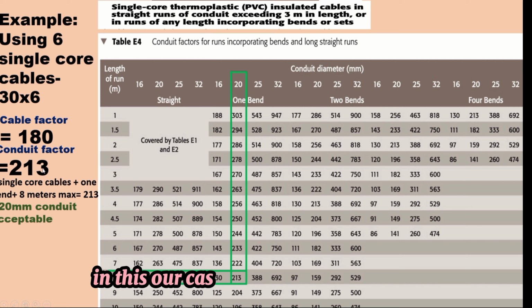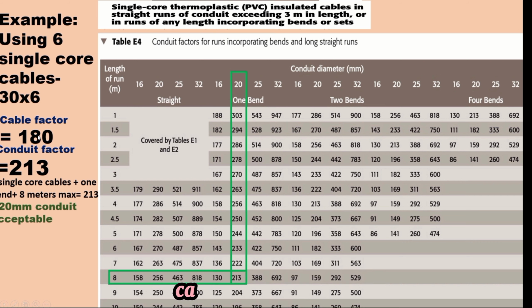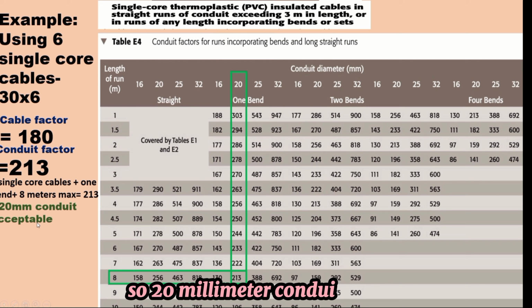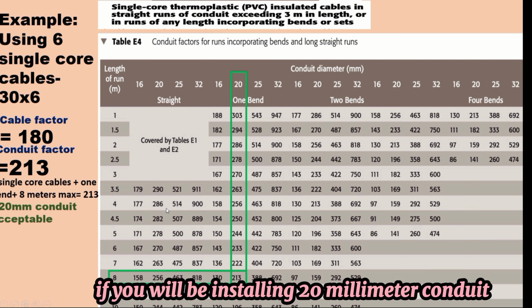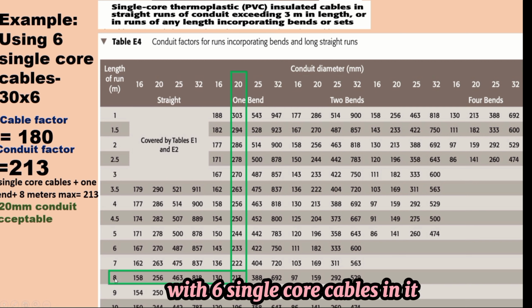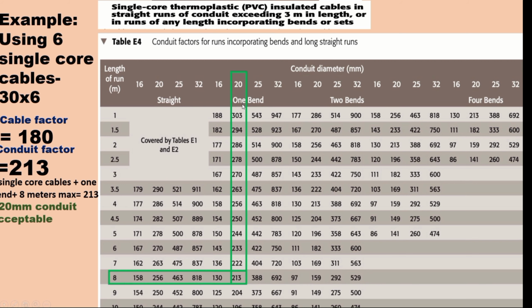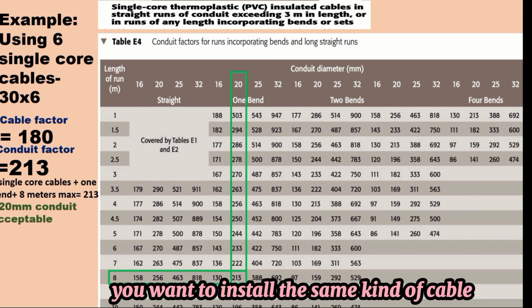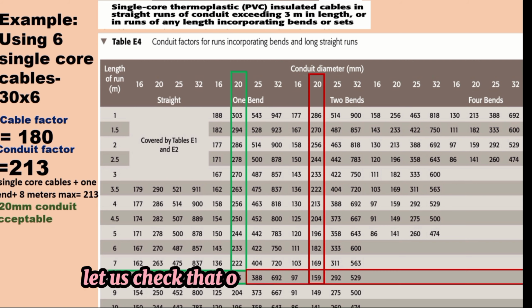In our case, our cable factor is 180, conduit factor is 213. Cable factor is less than 213, so 20 millimeter conduit is acceptable if you'll be installing 20 millimeter conduit with 6 single core cables in it of maximum 8 meters length with 1 bend. So let's now say you want to do something different. You want to install the same kind of cable, but now you want to use 2 bends. Let us check that out.